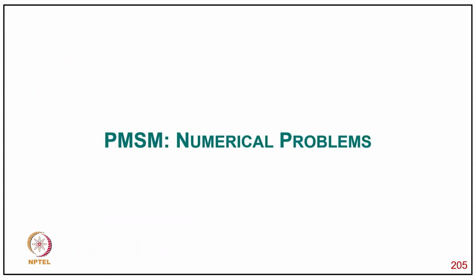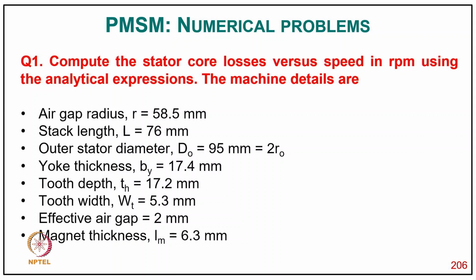Now coming to the PMSM numerical problems. Question 1: Compute the stator core losses versus speed in RPM.